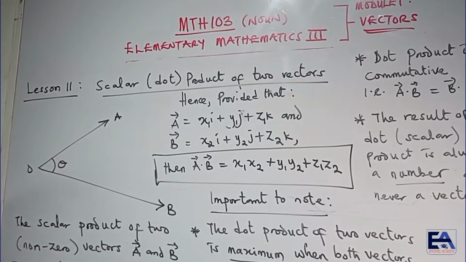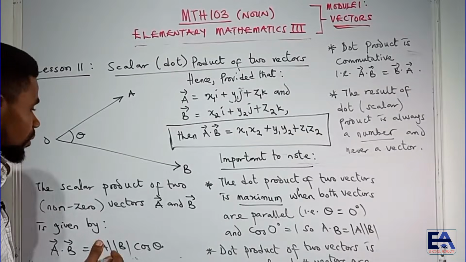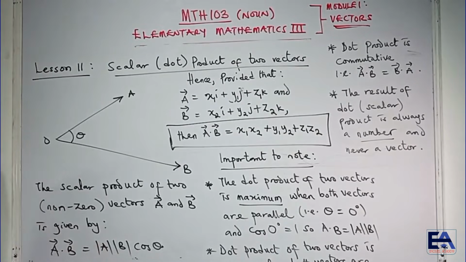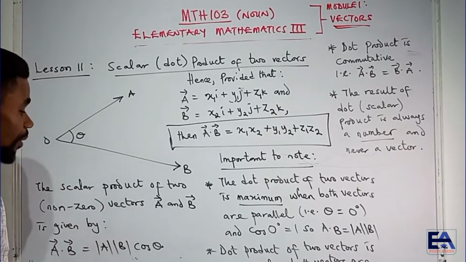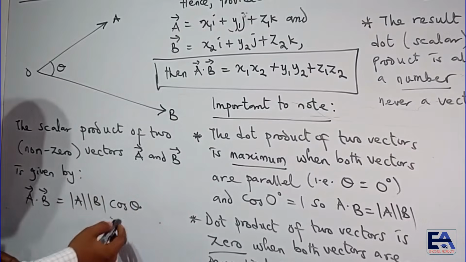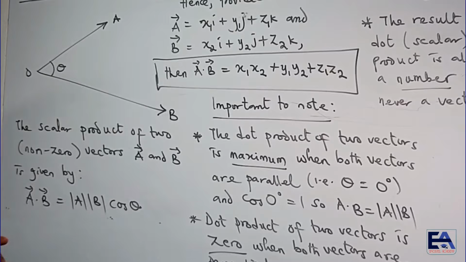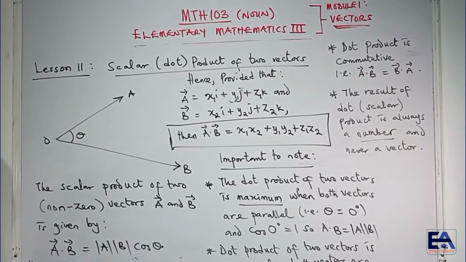How this formula was gotten is not something I'm so much interested in discussing because of time factor, but everything is easy, okay? Just understand, for the scope of this class, that the dot product of two vectors is given as the magnitude of vector A multiplied by the magnitude of vector B, then multiplied by the cosine of the angle between the two vectors.